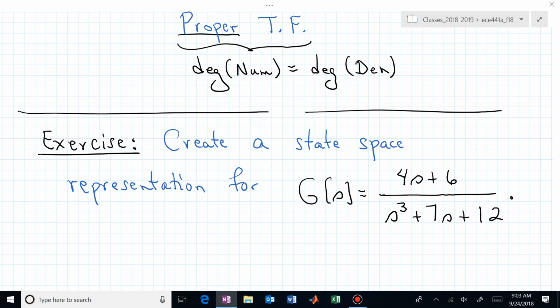Are we assuming G is Y over U? So now we're assuming that G is some output expression over some input, and we've typically said G of s is Y of s over U of s, where Y of s is the output and U of s is the input. But this is some system that has a transfer function. That could be a mechanical system, it could be an electromechanical system, it could be a filter. It's now some transfer function between an input and an output.